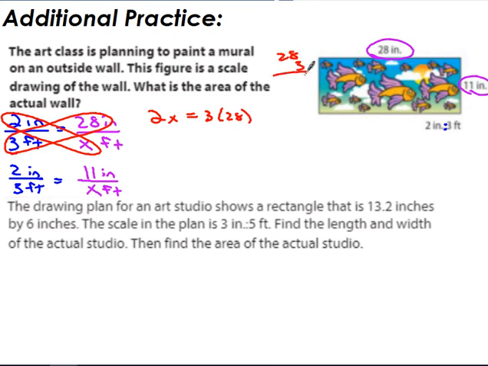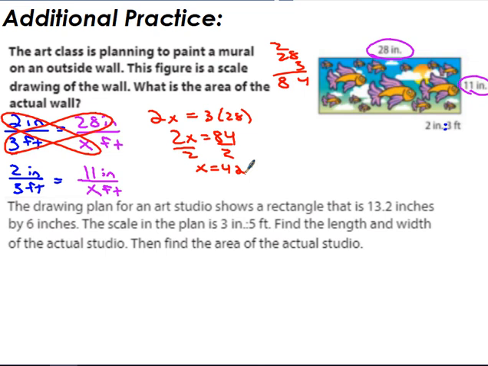Now from here I can divide by 2, and I get x equals 42. So that means the wall is really 42 feet in real life. Okay. Now I have to do the same thing down here because this is one side. This is really 42 feet. I like to draw it on the picture so I can see which side represents what.